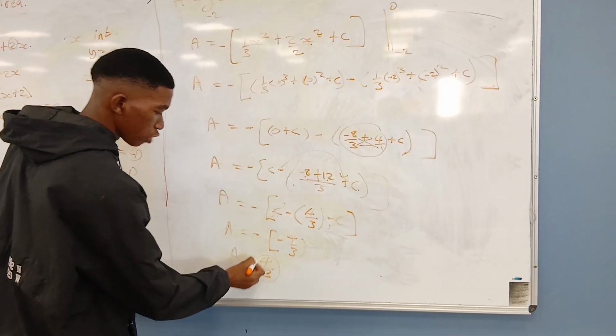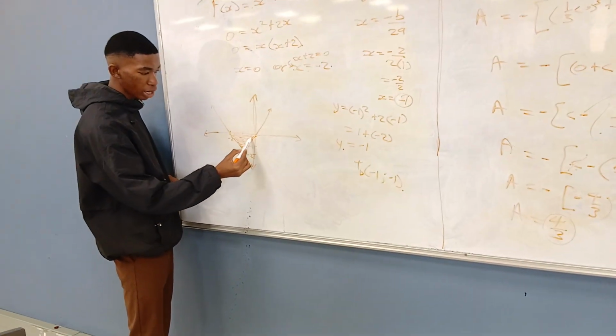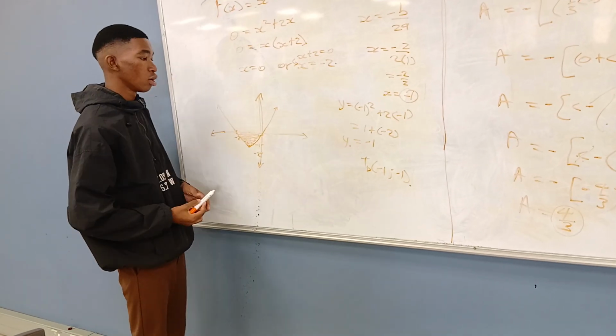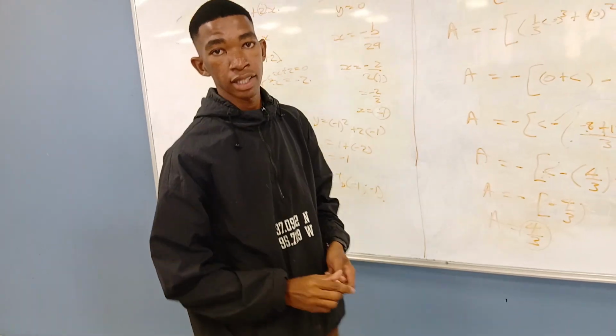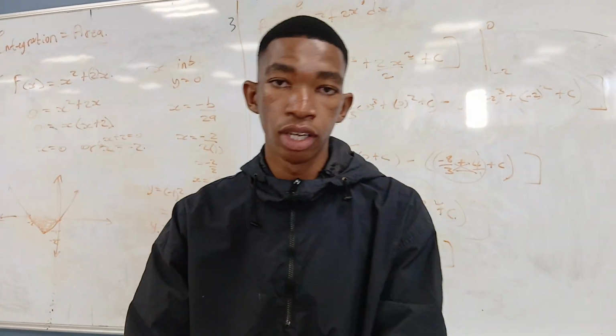So this 4 all over 3, it is the area. It is the area of this part, the area of this part of our graph. Hope you understand. And if you don't, please leave your questions and thoughts in the comment section.